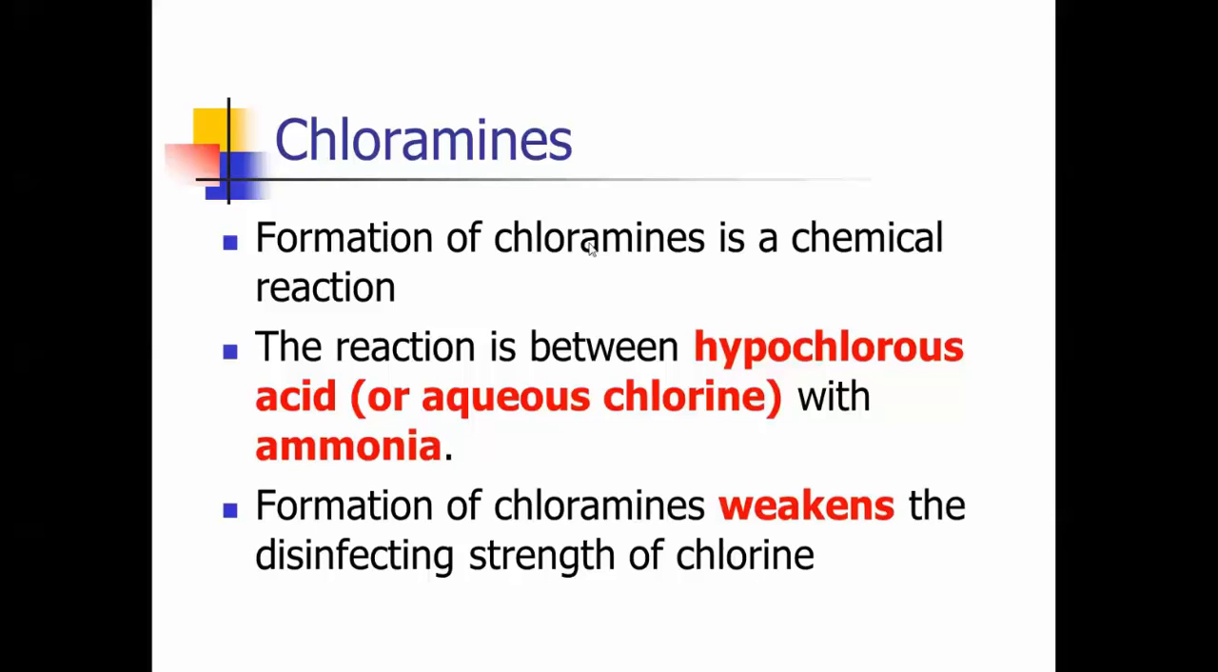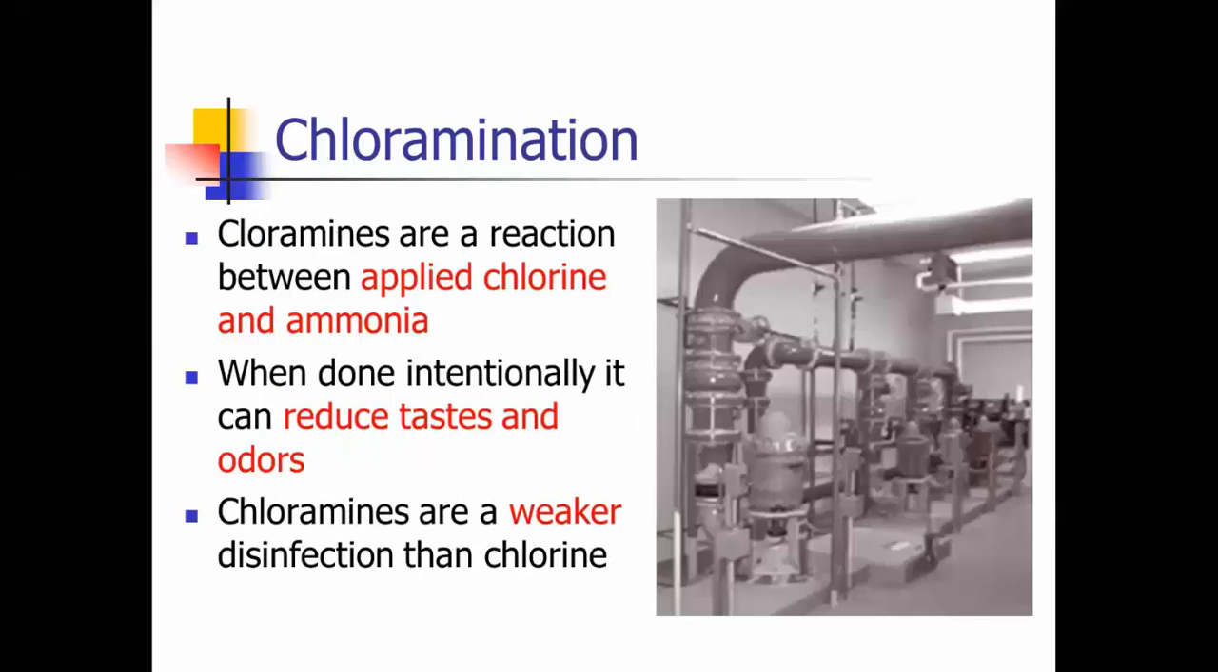Chloramines is a reaction between chlorine and ammonia, and how I remember that is you've got chlorine on this side and then amines over here, which is ammonia. So chloramines is a reaction between chlorine and ammonia. When this happens, it weakens the strength of the disinfection properties of chlorine. So you've got to always remember that anytime you have something in the water, chlorine's probably going to react with it, and it's going to weaken the strength of your disinfection properties.